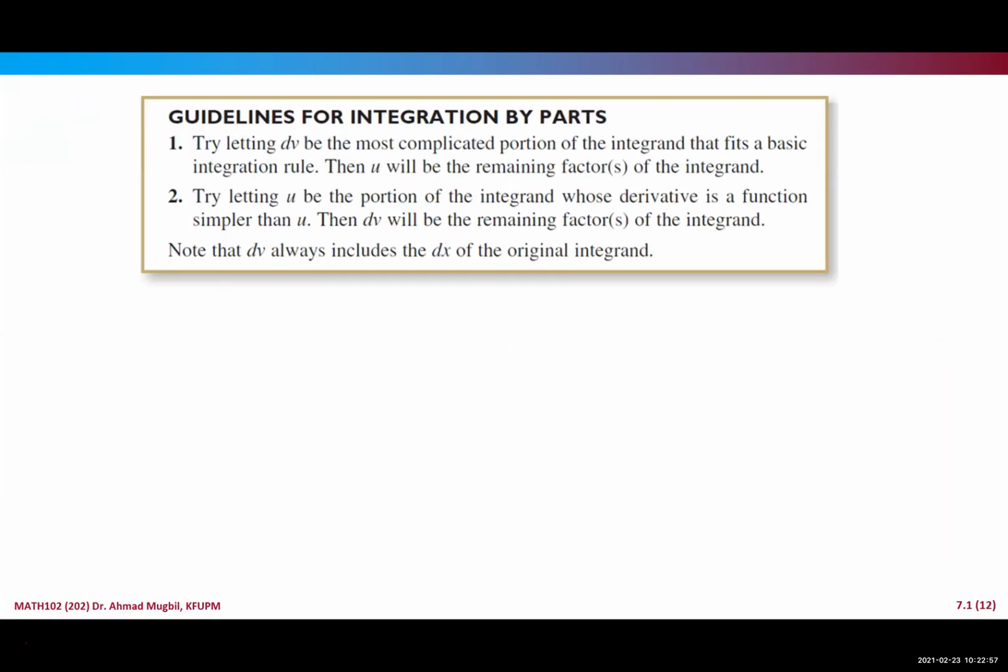Let's summarize. So now when you integrate by parts, try to let dv be the most complicated part of the integral that fits a basic integration rule. So when you choose dv, it should be easy to integrate. And of course, the remaining part will be u. Or let u be the portion of the integral whose derivative is a function that is simpler than u. Also, when you choose u, try to get du simpler than u. And of course, always remember that dv always includes the dx. Don't forget it.